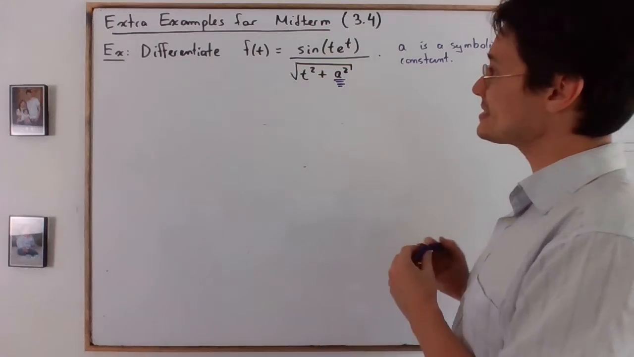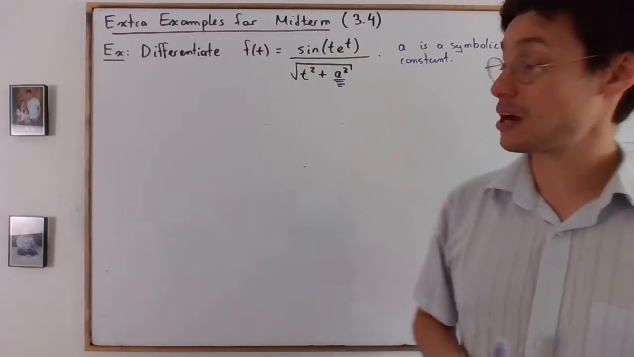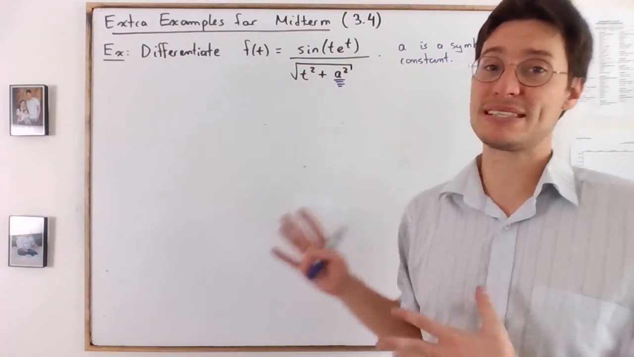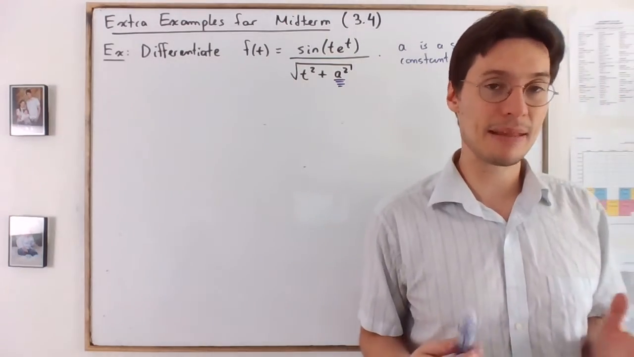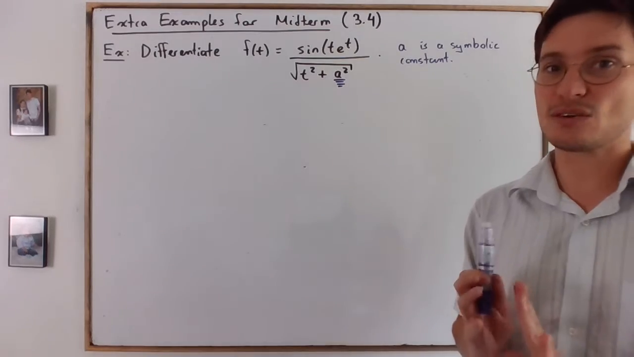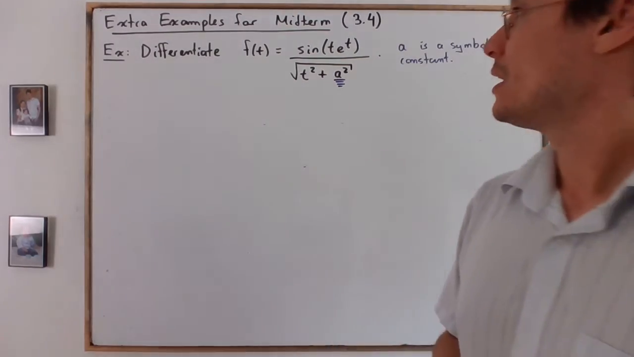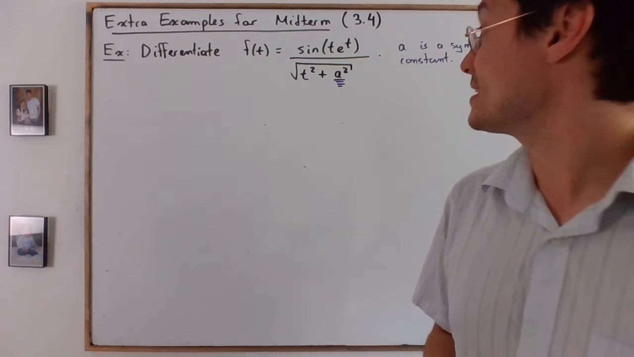And let's actually see what happens with that symbolic constant, because we might have to make assumptions on it in order to simplify this as much as we can. But for now, let's just say that a squared is a symbolic constant. Like, there's nothing more to say about it. All right, well, how do we differentiate this?